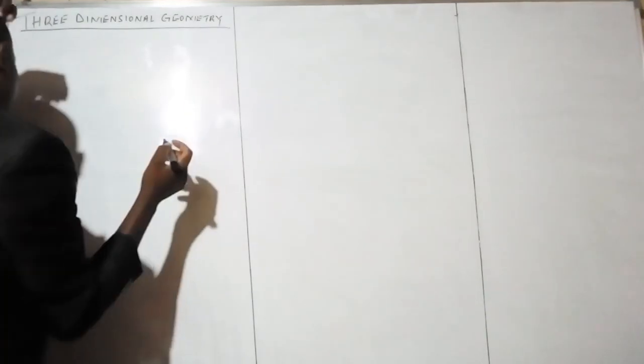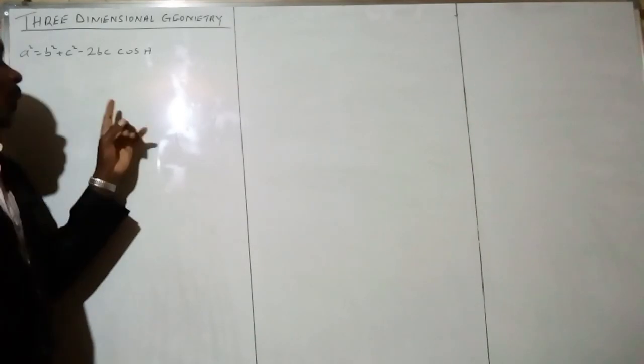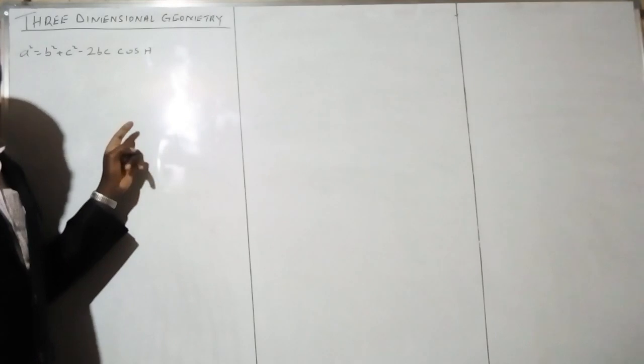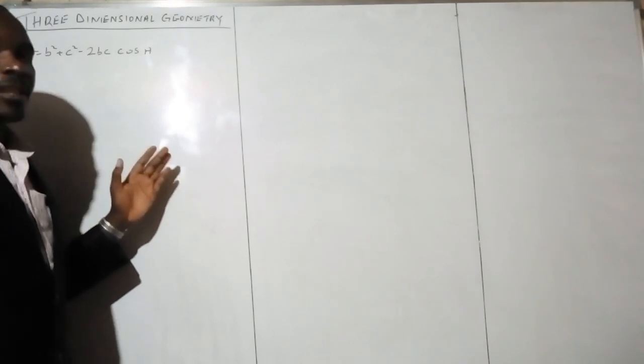And I've said we are going to use formulas such as the cosine rule, which states a squared is equal to b squared plus c squared minus 2bc cos A. And this formula we use mostly when the triangle is scalene. A scalene triangle is a triangle in which no side is equal to another.